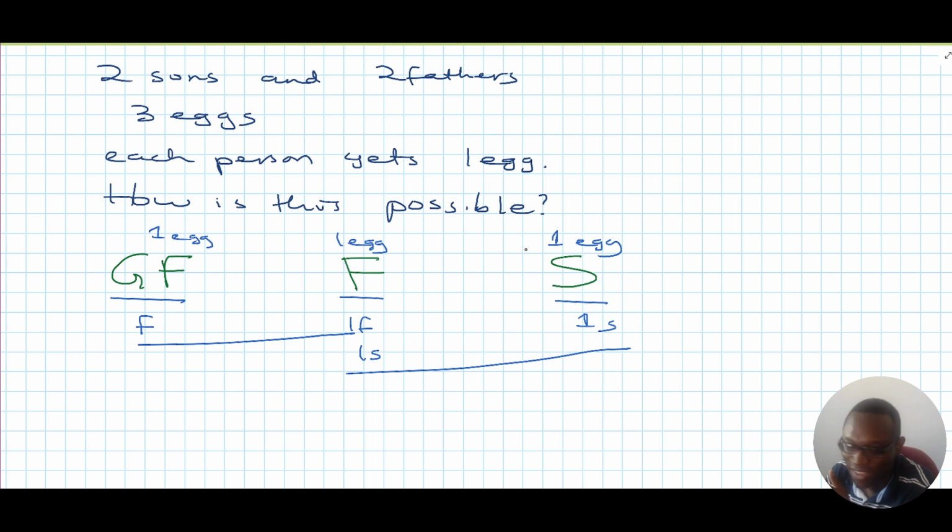So you have a grandfather, you have a father and a son. The father plays 2 roles. It's a father and a son. And the son plays 1 role, the grandfather plays 1 role. And the father, even though he plays 2 roles, gets only 1 egg. That is how this is possible.